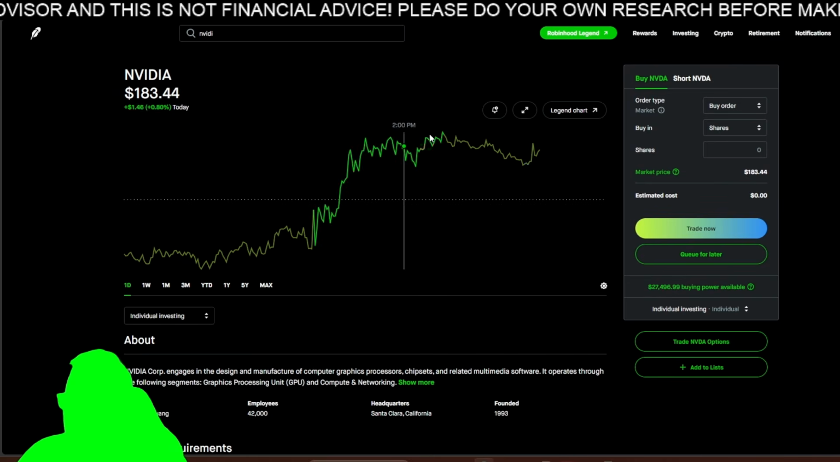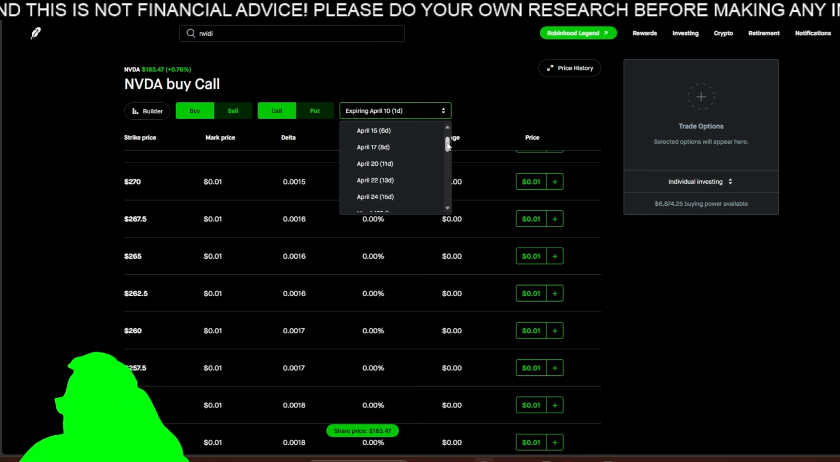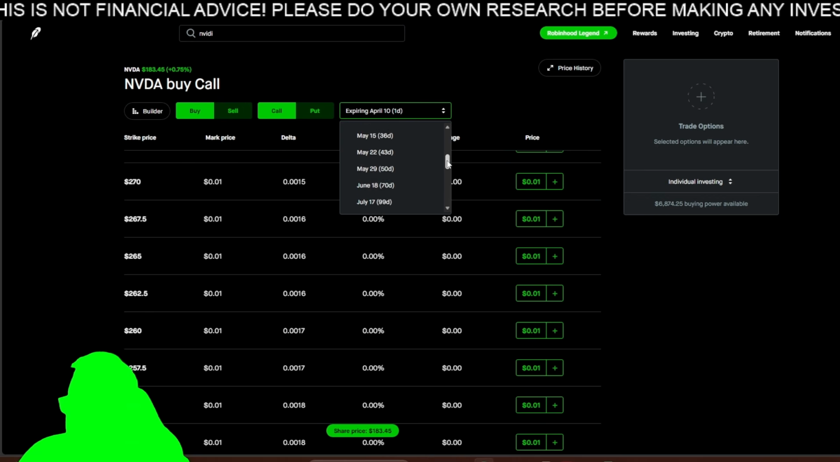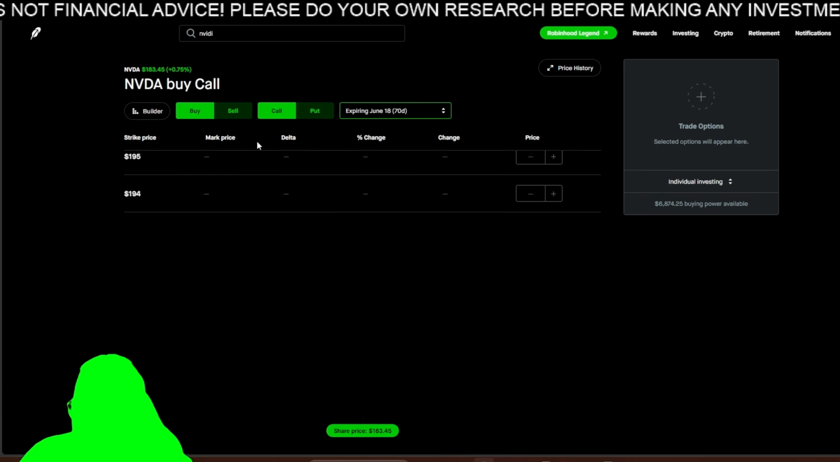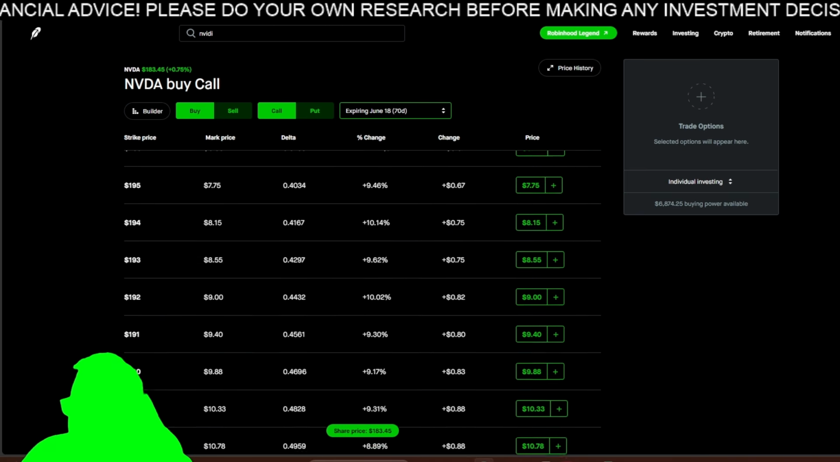If you want to trade options on NVIDIA, as you'll see here, maybe you want to go a little bit farther out. Maybe you want to go to June. Why not? You're like, you know what, Fridge? I'm pretty bullish on NVIDIA. I think the market's going to be doing pretty well here.